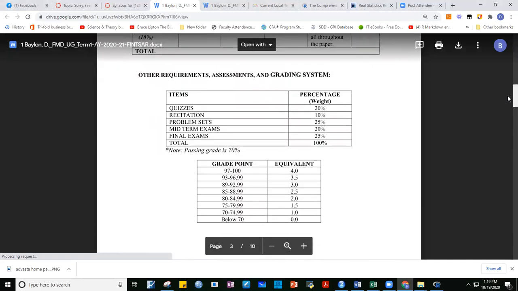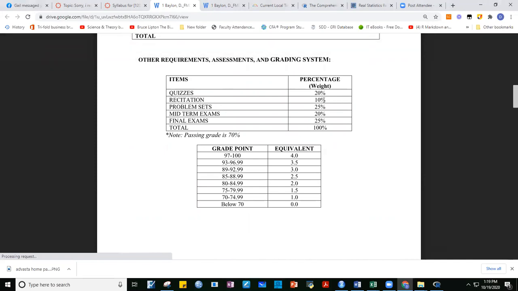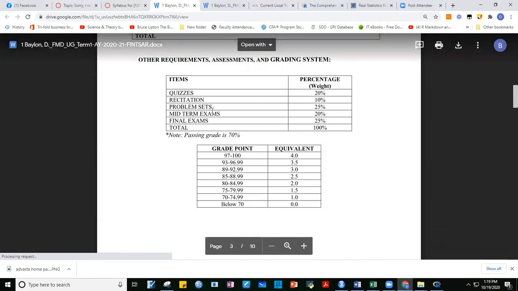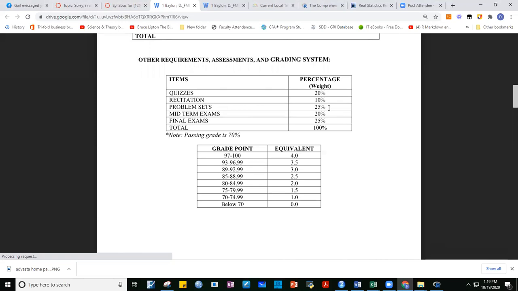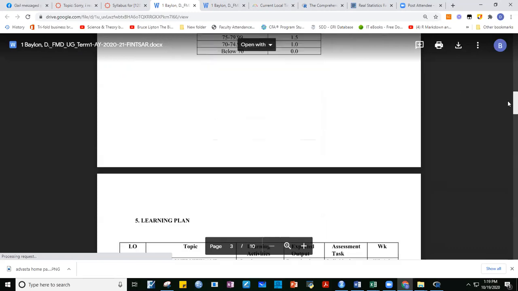For the grading system, we're going to use the LSU system. For the breakdown of the grades, 20% will be for the quizzes. For the recitation, we might dispense with this. We might just have problem sets. We'll have problem sets, midterm, finals. I might just throw in recitation in some of the items here, depending on your performance. But I'm always biased to you having higher grades, so don't worry about that.